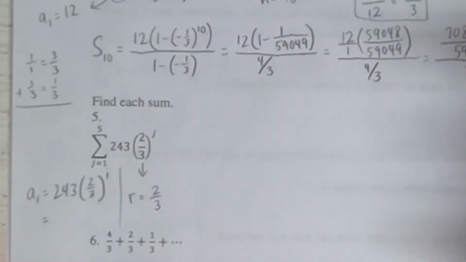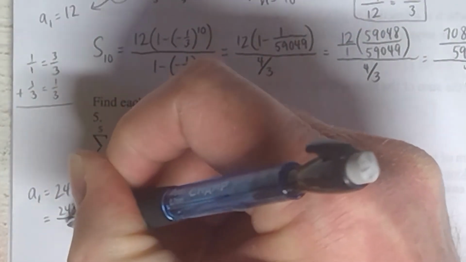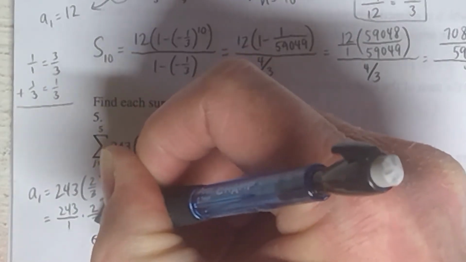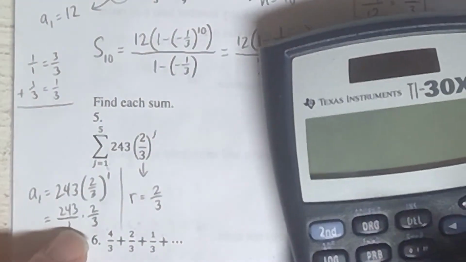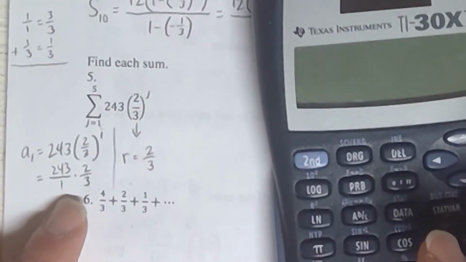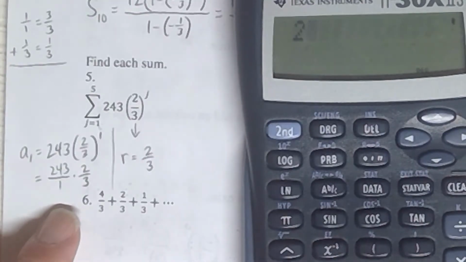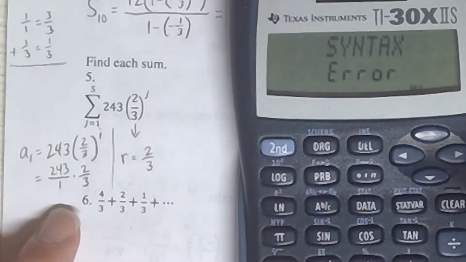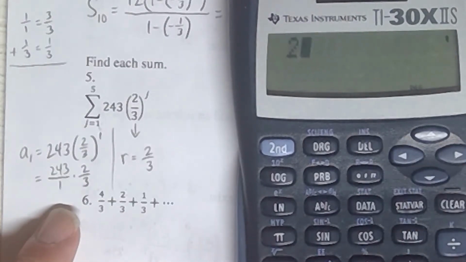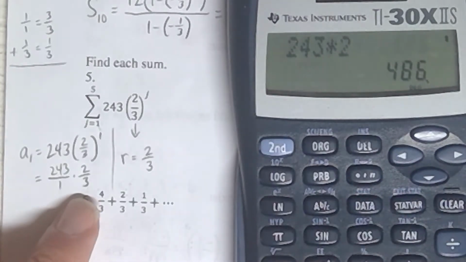2/3 to the first power is still just equal to 2/3. And so what would be 243 times 2/3? If you put that in your calculator, you don't have to cancel first as long as you put the resulting fraction in lowest terms after that. Or you could cancel first, either way. 243 times 2. I had a little bit of an error there on the calculator. Let me try that again. There we go, 486. And then on the bottom, it's going to be 1 times 3 equal to 3.